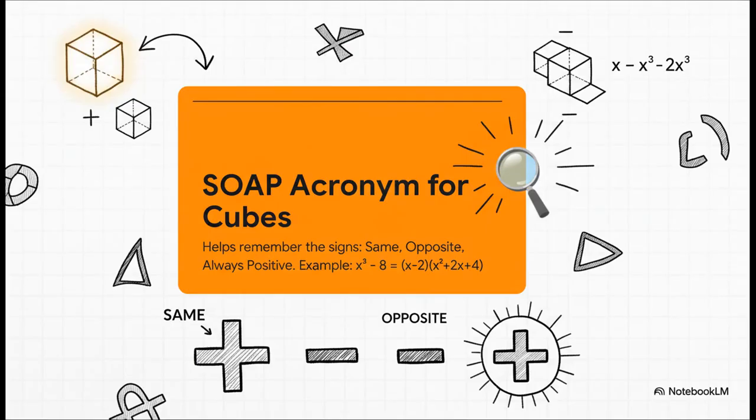Now for another really cool pattern, the sum or difference of cubes, there's this awesome little acronym to help you out, SOAP. It's all about remembering the signs in your final answer. The first sign is the S, same as the original problem. The next one is the opposite. And the very last one, it's always positive. SOAP. So simple, right? And it works every time.